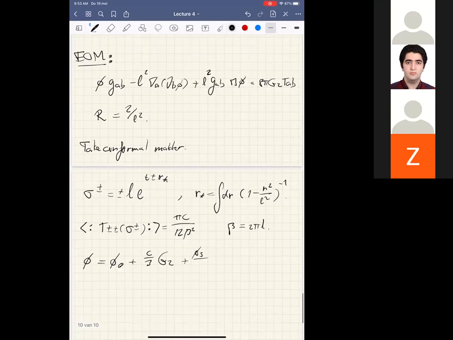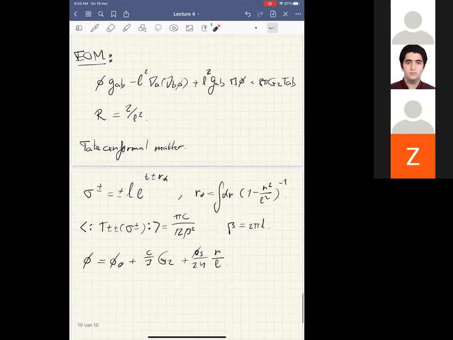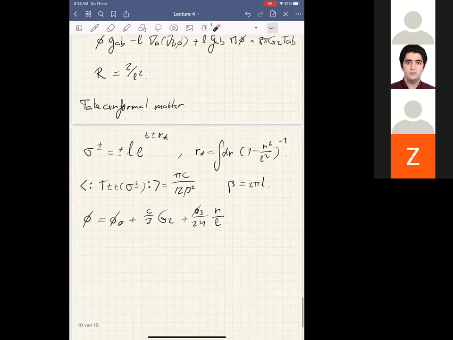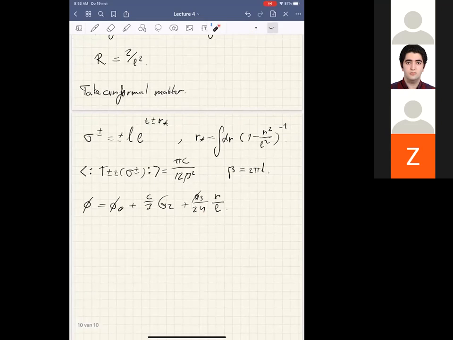Here phi 0 was this constant that was proportional to the de Sitter entropy. Here there is the Newton constant appearing. Finally, there's a term phi s, which is also a constant, and then we have a term proportional to the static radial coordinate. In particular, we notice that this is a solution for the dilaton that is time independent, which makes sense because the Bunch-Davies state itself is time independent.